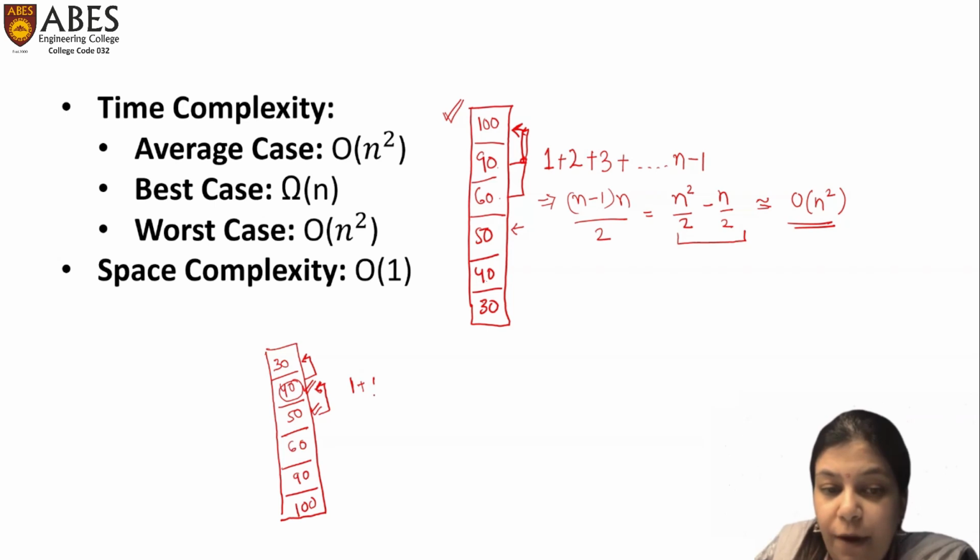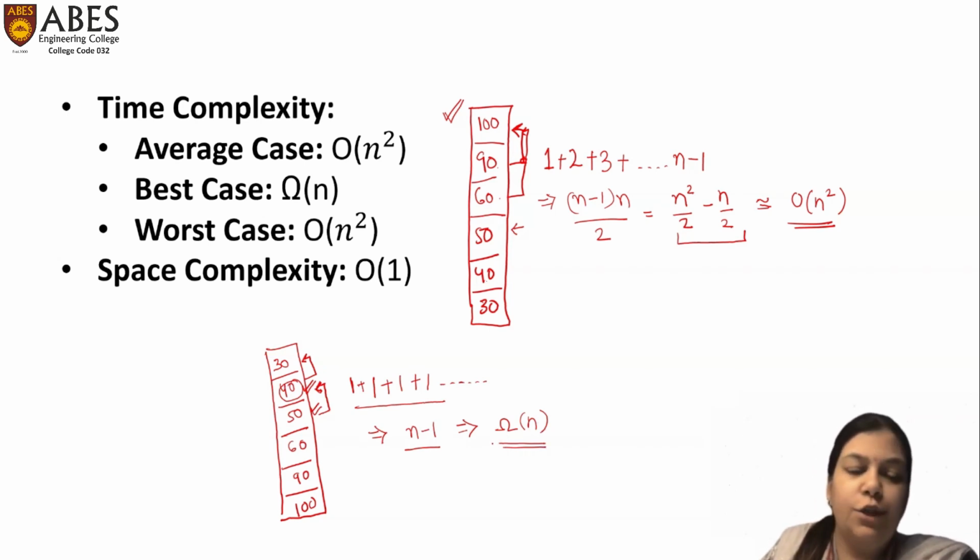So there will be only one comparison. In a similar way, for all the n minus 1 key values, we will only have to do one comparison. So therefore, the total number of comparisons here will be n minus 1. Again, this is a function of n, but the highest order of n is n raised to the power 1. So this can be represented as omega of n, as we are here discussing the best case complexity of insertion sort.